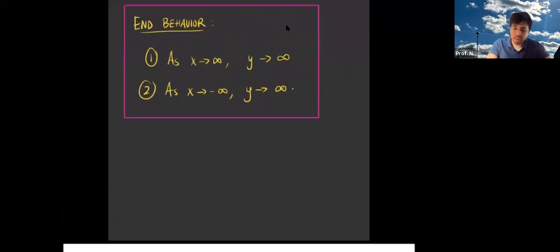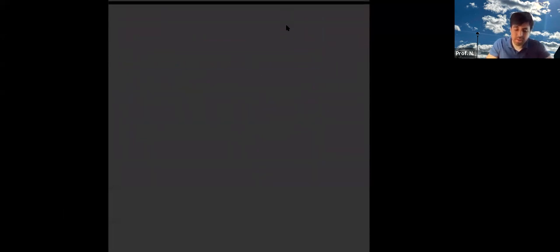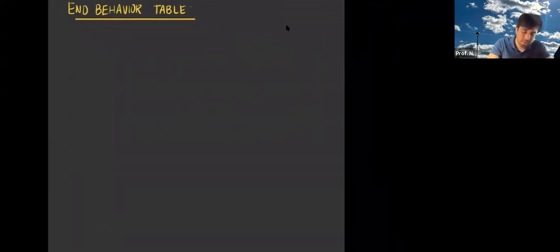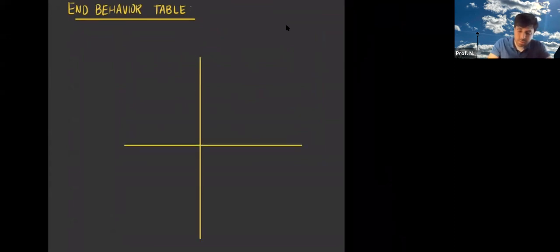So let me quickly summarize this, and then we can see this in action. I like breaking it up this way. So this is my end behavior table. We're going to have some table divided. We have 2 columns and 2 rows.